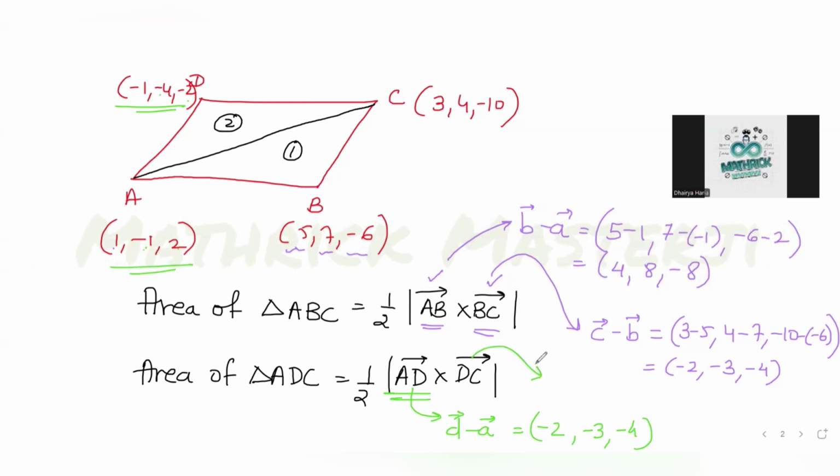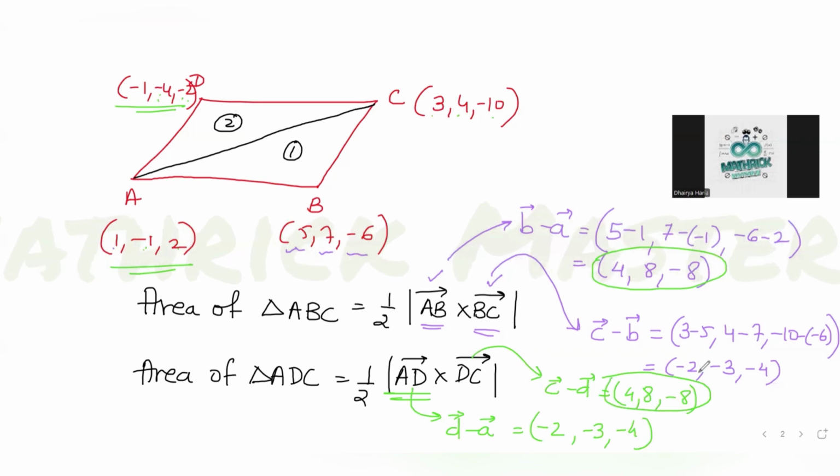DC, let's see what I get. D and C. So I can write that as C bar minus D bar vector. So 3 minus minus 1. So 3 plus 1, which is 4. 4 minus minus 4. So 4 plus 4, 8. Minus 10 minus minus 2. So minus 10 and plus 2, which is again minus 8. So if you see, I have here the same vectors as the previous, right?